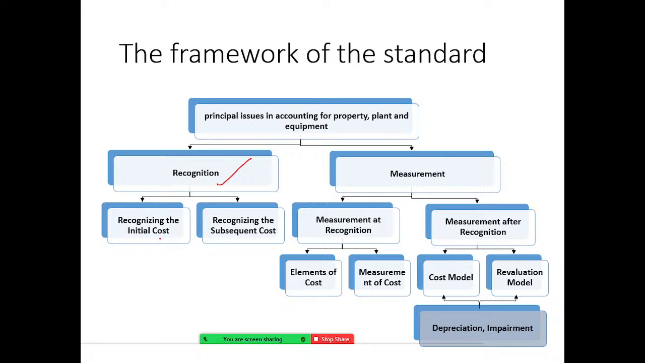Under recognition, we have done recognizing the initial cost and recognizing the subsequent cost. Under the measurement, we have two components: measurement at recognition and measurement after recognition. Under the measurement at recognition, we have discussed elements of cost and measurement of cost. Under the measurement after recognition, we have discussed the cost model and revaluation model. The only remaining part is depreciation and impairment.